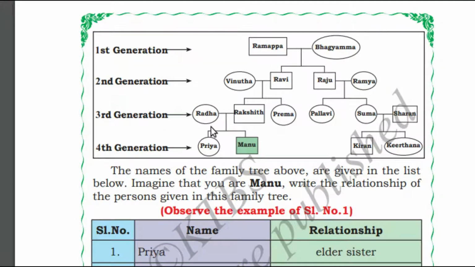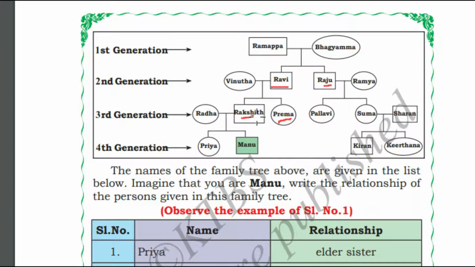Here we can see the family tree of Manu. In the first generation, Ramappa and Bhagyamma are husband and wife. Ramappa and Bhagyamma have two children, Ravi and Raju. Ravi is married to Vinuta. Ravi and Vinuta have two children, Rakshit and Prema. Rakshit is a baby boy, Prema is a baby girl.